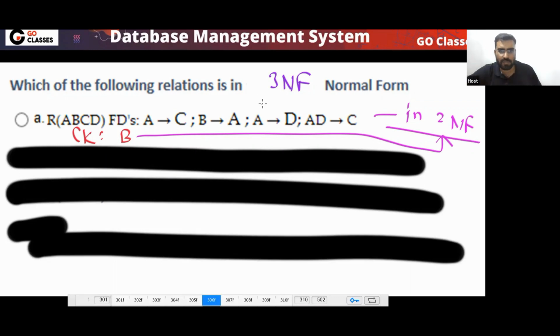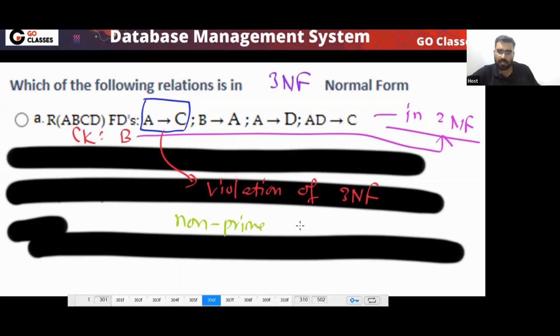What about 3NF? Tell me, what about 3NF? Look at this. This is the violation of 3NF, yes or no? Why? What is the reason this is a violation of 3NF? Because non-prime is determining non-prime. So this is a violation of 3NF. So this relation is not in 3NF.